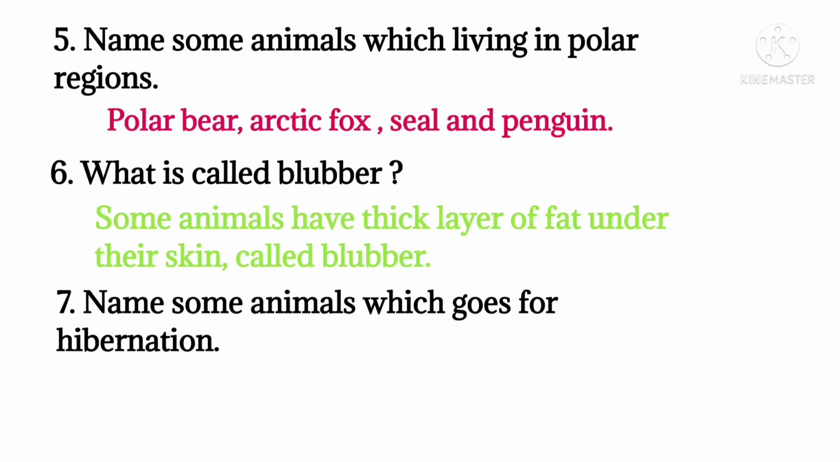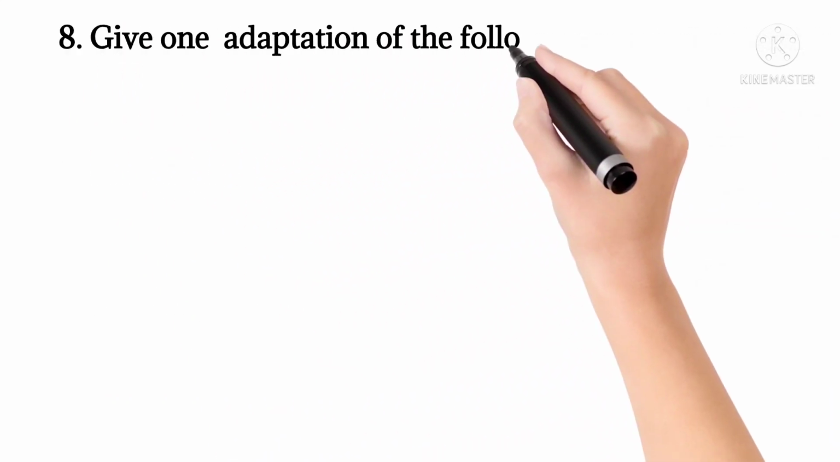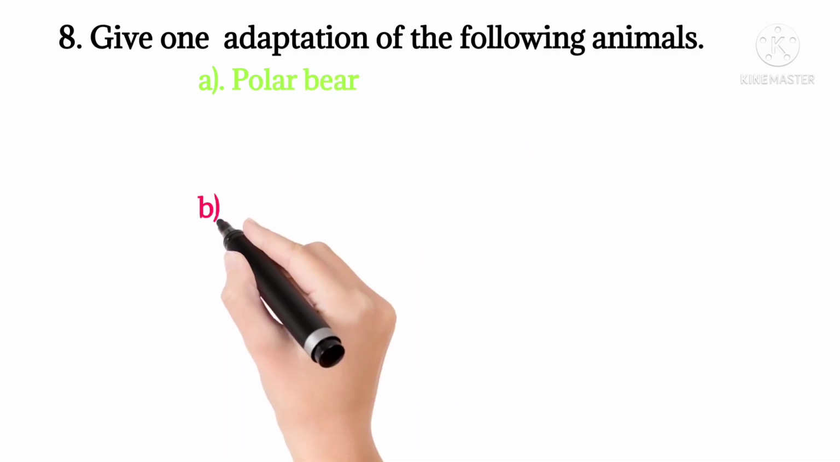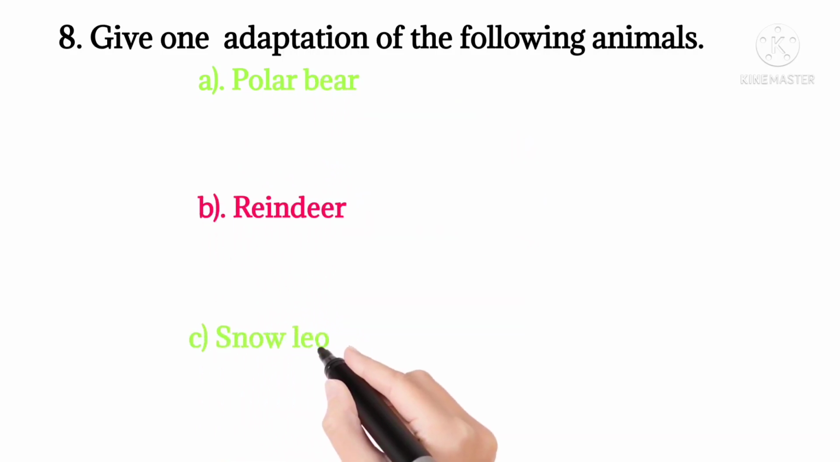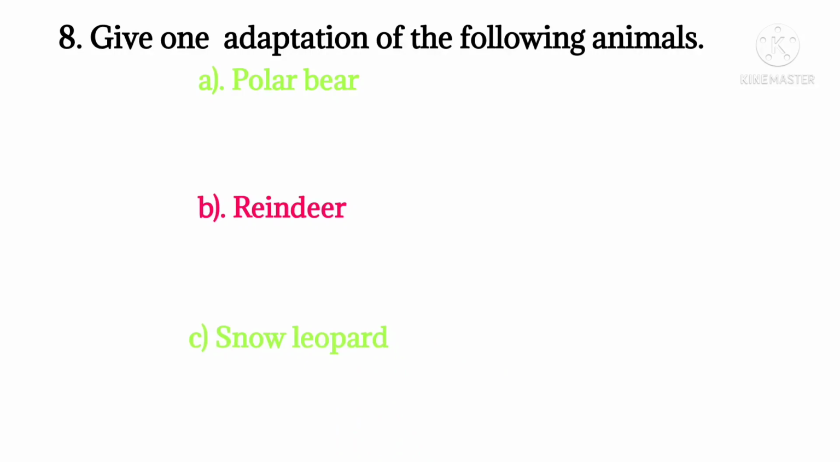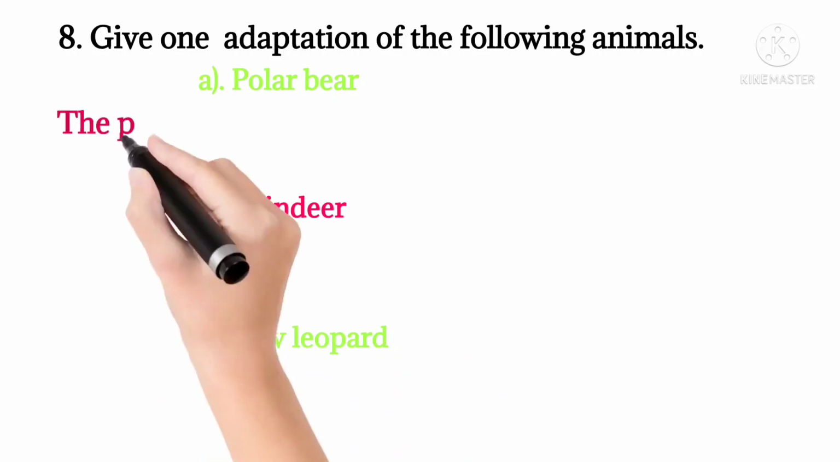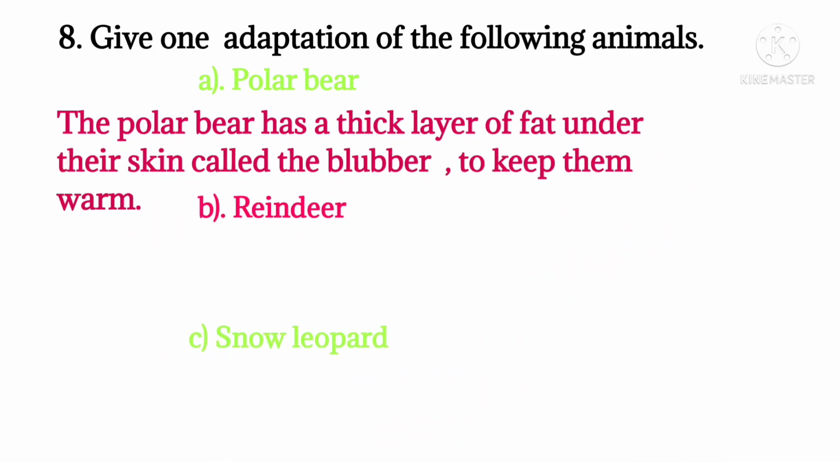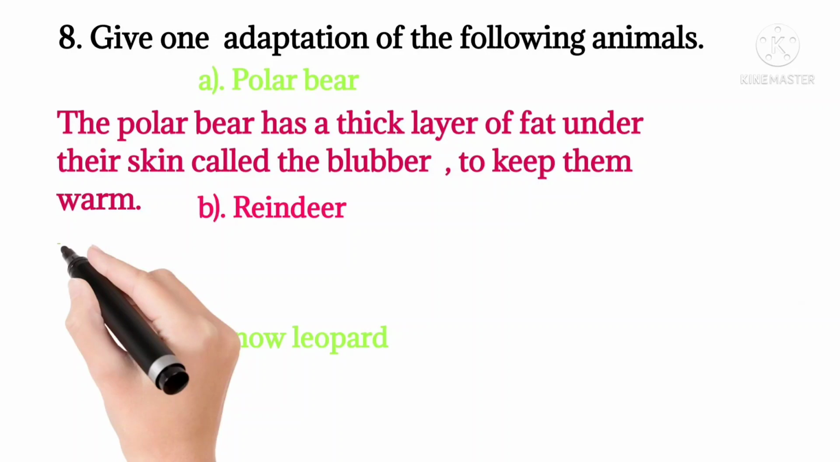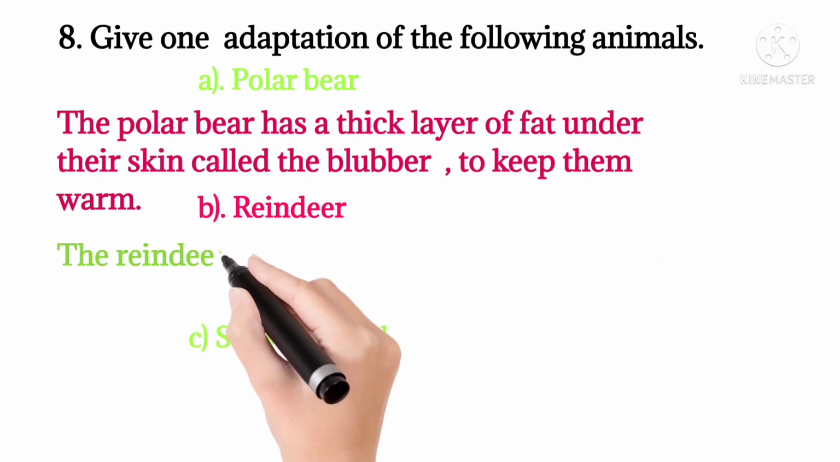7. Name some animals which go for hibernation. Snake, bear, frog, etc. These animals store food in their body and become inactive in extreme winters. This stage of inactivity is called hibernation. 8. Give one adaptation of the following animals. First, polar bear. The polar bear has a thick layer of fat under its skin. That's called blubber. That keeps them warm because they are living in polar region.